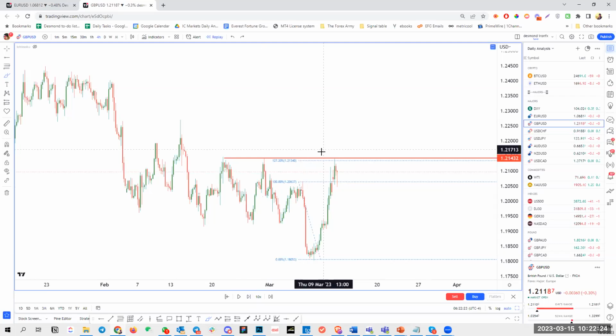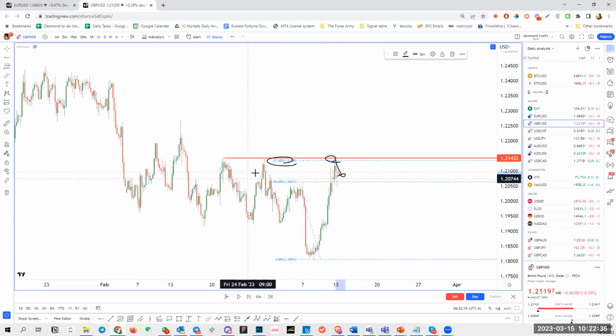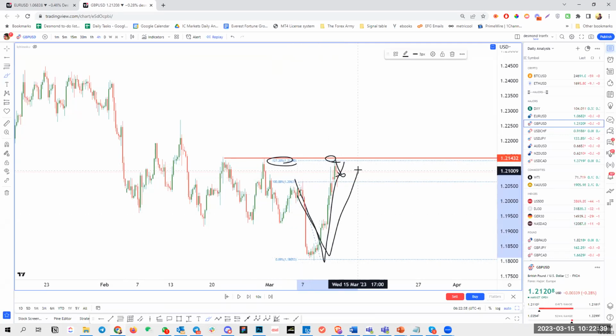You can see it reversed and it reached our 100%. So this is what I call the Nike tick strategy. You're really just looking to play the reversal of 127 all the way down to 100. How you can improve this strategy is, of course, having a very clear Nike tick, a very clear V that you're looking for.